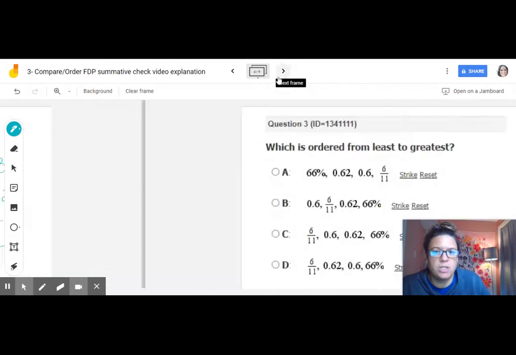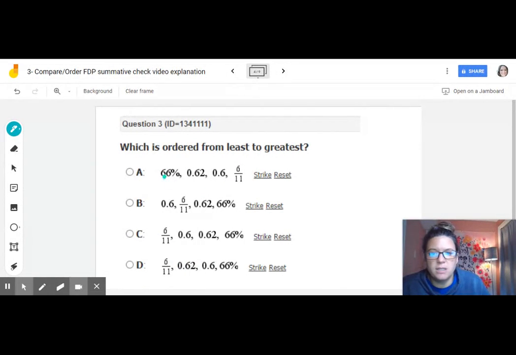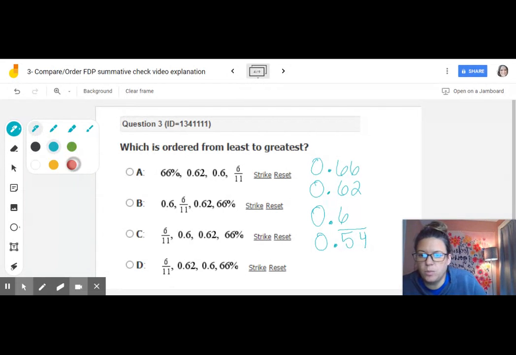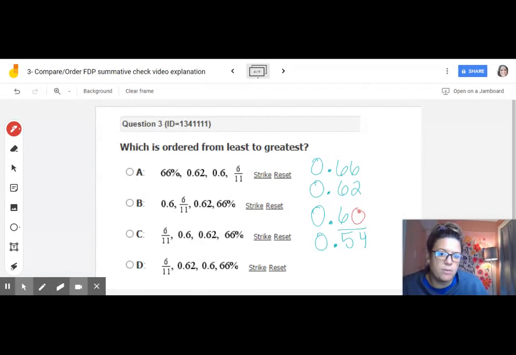All right, next question. Least to greatest again, line them up, guys. 0.66, 0.62, 0.6, and 6/11, 0.54 repeating. Make them have the same if that helps. This will be a 0. Least to greatest again, that's going to come first because it's a 6.